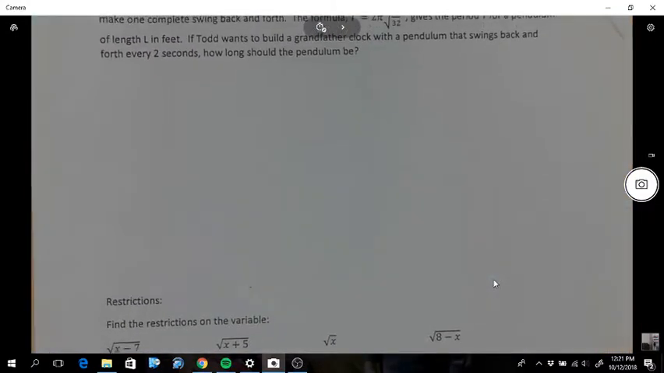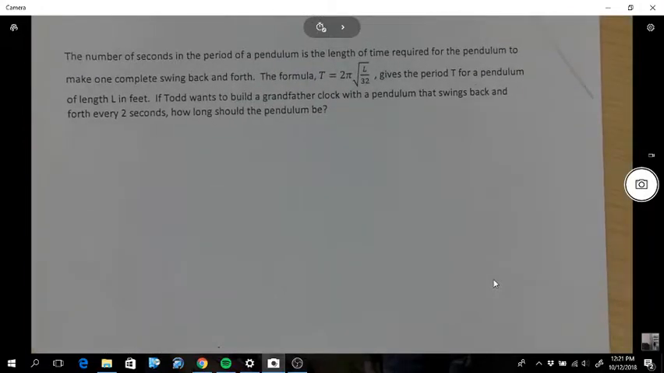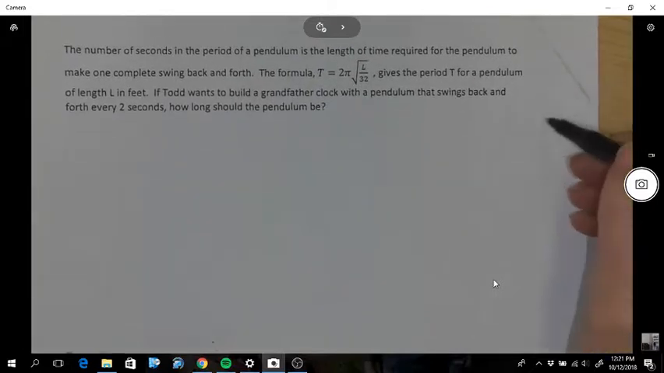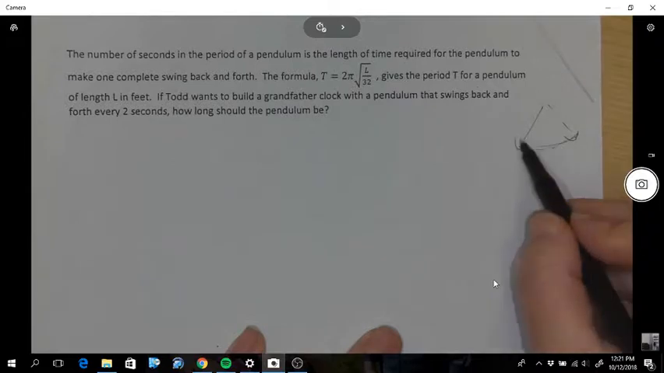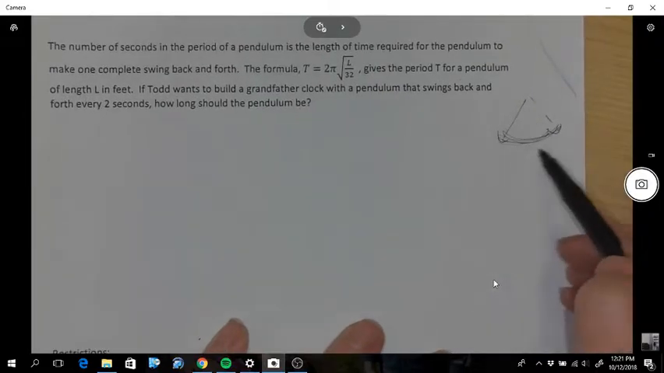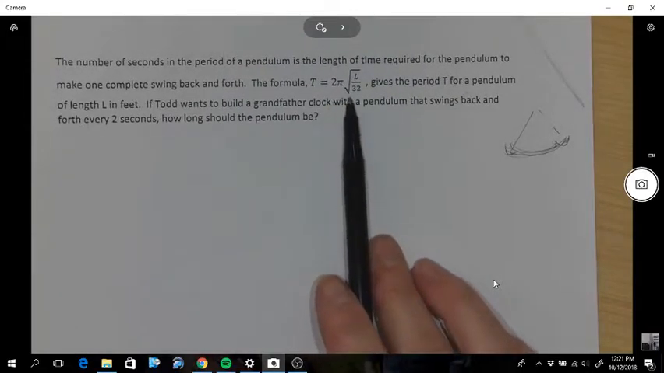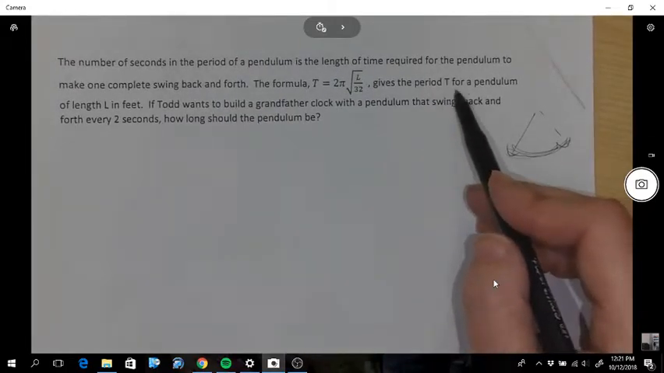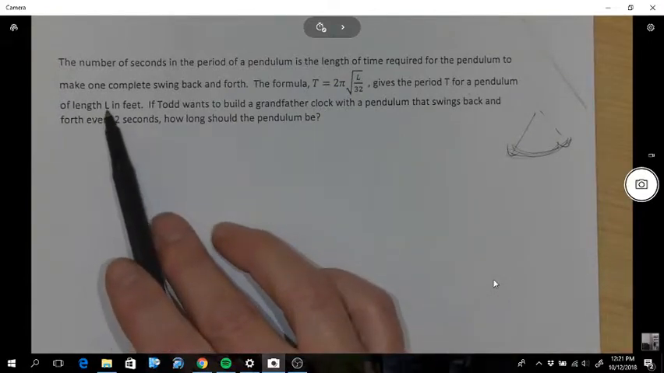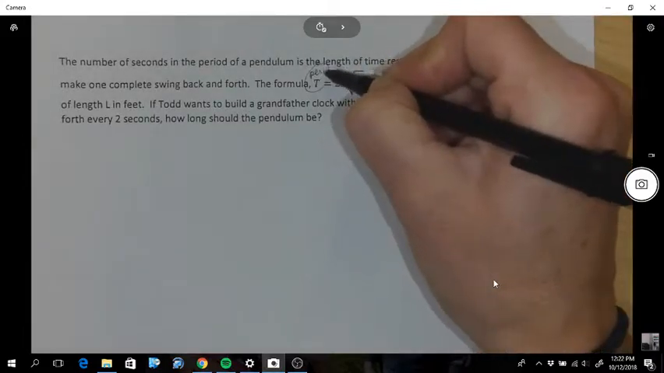Okay, next page. The number of seconds in the period of a pendulum is the length of time required for the pendulum to make one complete swing back and forth. Okay, so if you can think of like a grandfather clock, the hand always swings back and forth. So that's the period. So this is a formula given. T equals 2 pi times the root of L divided by 32 gives the period T for the pendulum of length L in feet. So this is the period of the pendulum.